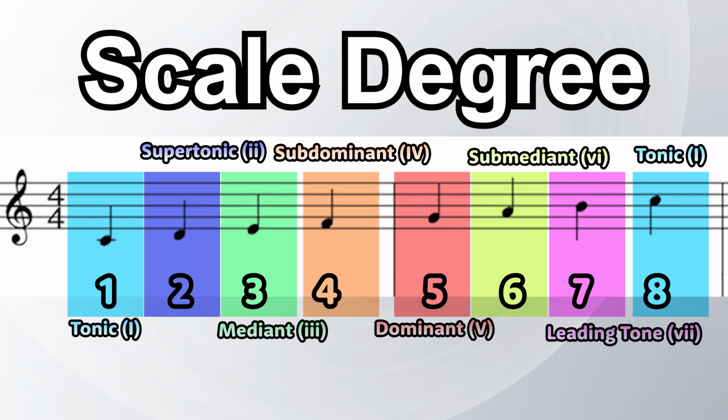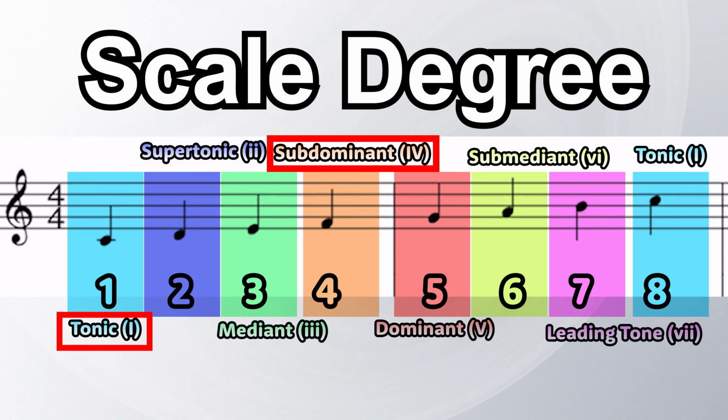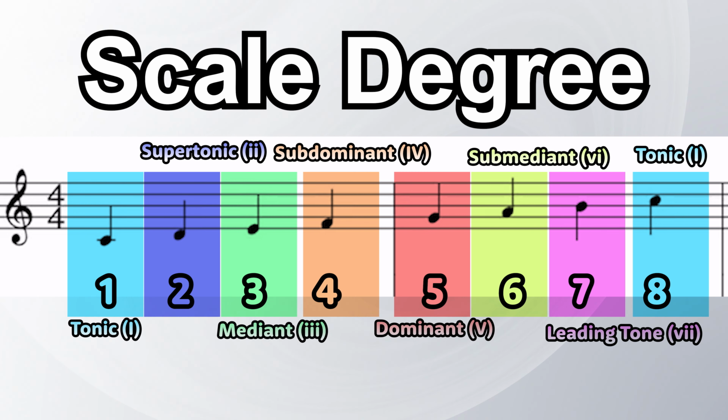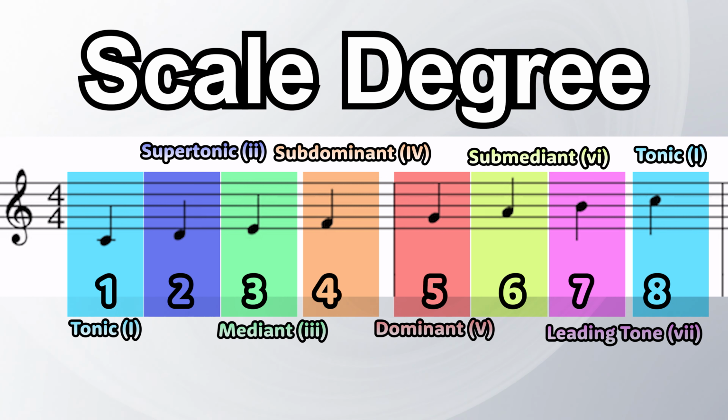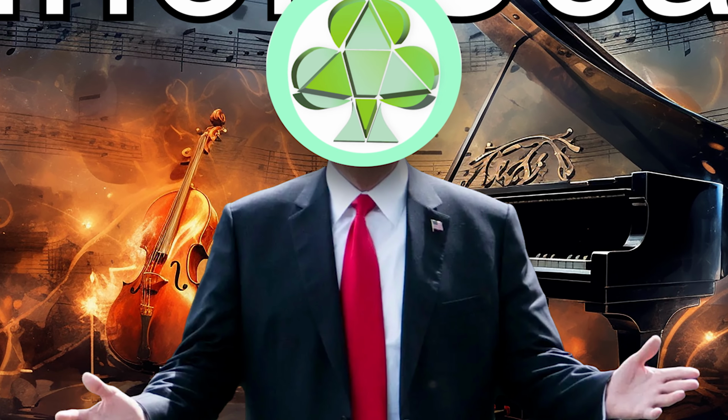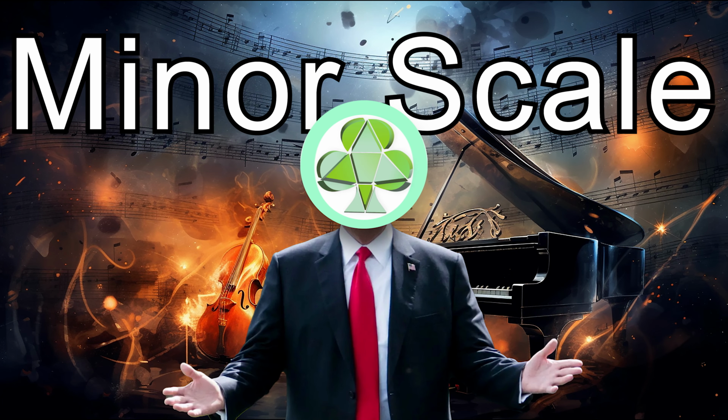In a major key, the tonic, I, subdominant, IV, and dominant, V, are major chords, creating a bright and happy sound. In contrast, in a minor key, the supertonic, mediant, and submediant are minor chords, contributing to a more subdued or melancholic atmosphere. We will delve deeper into this topic when we cover chords. But for now, let's move on to our main topic, the minor scale.